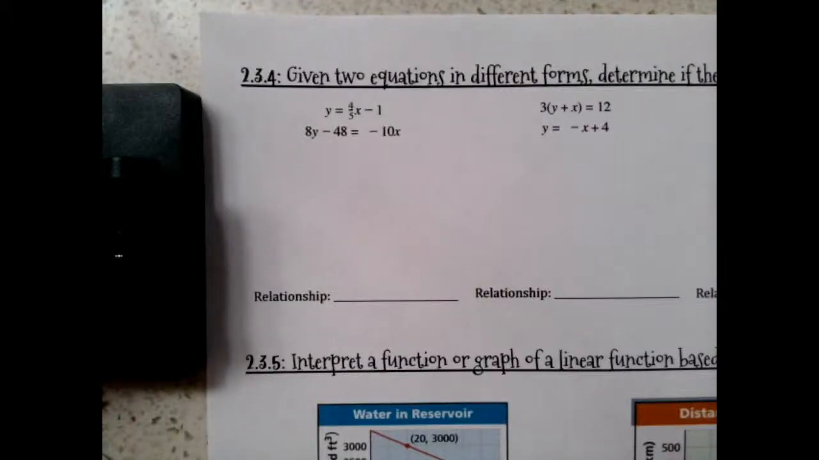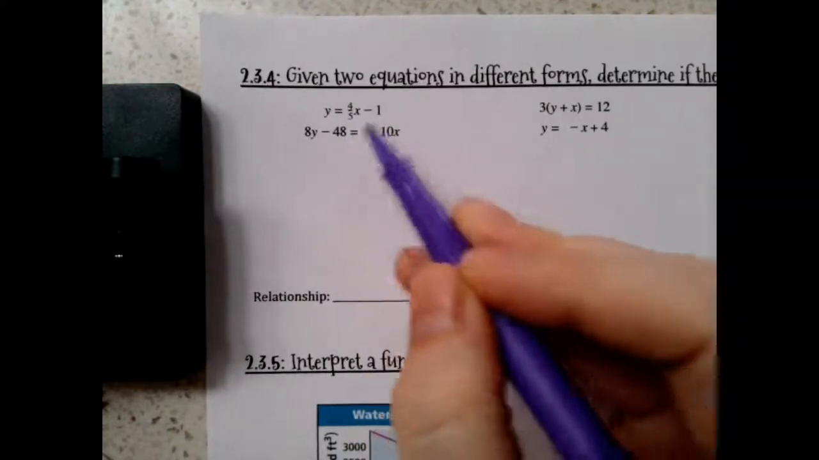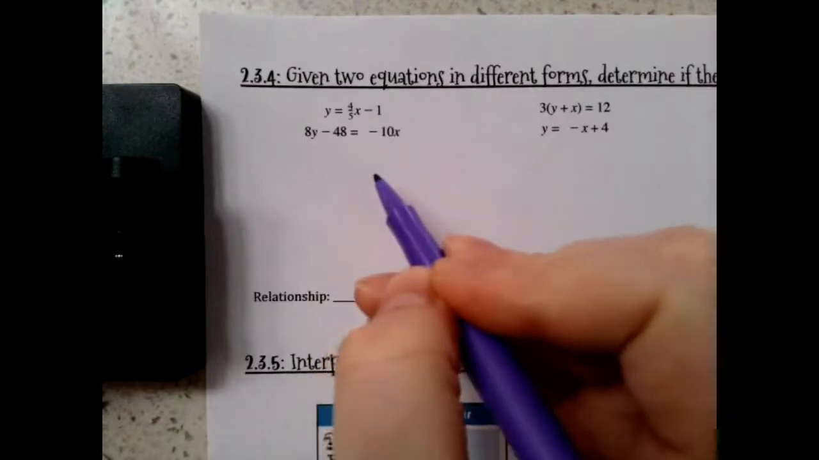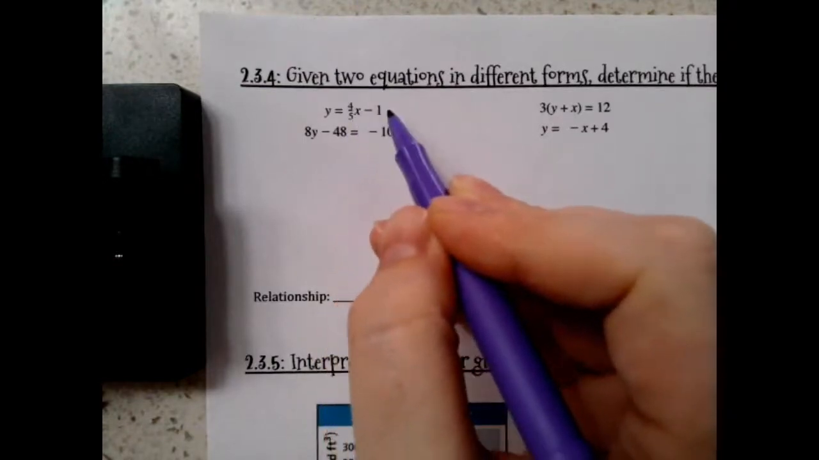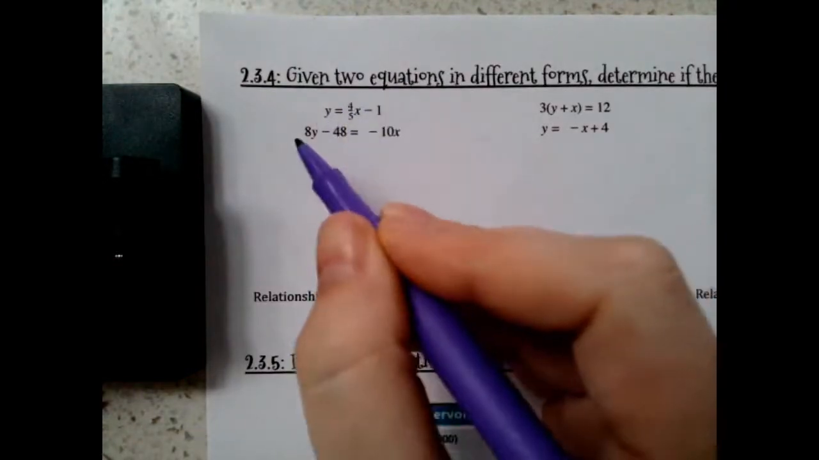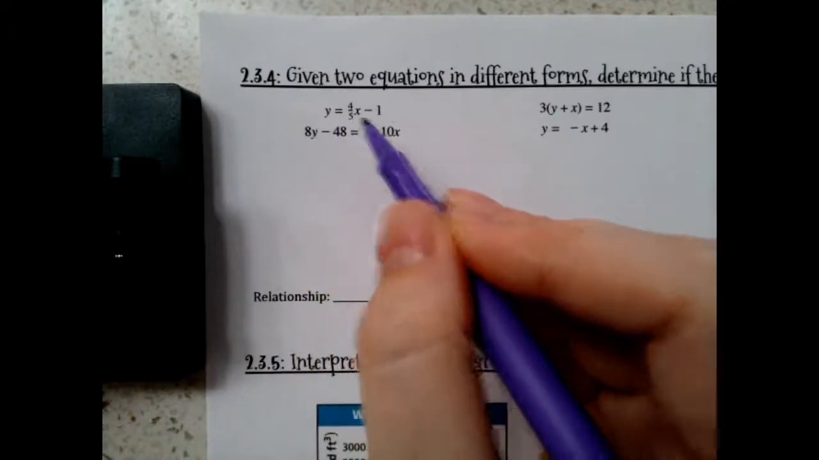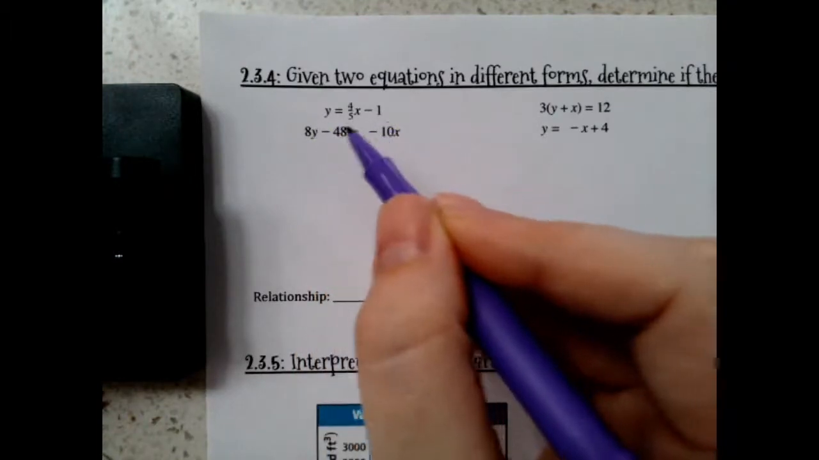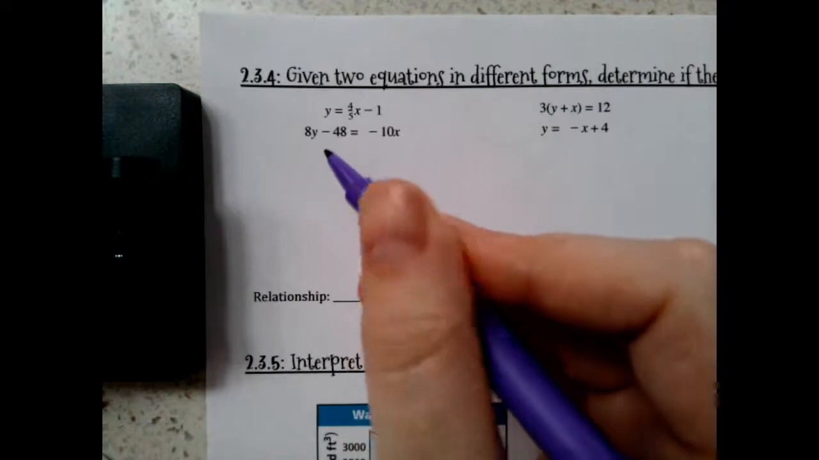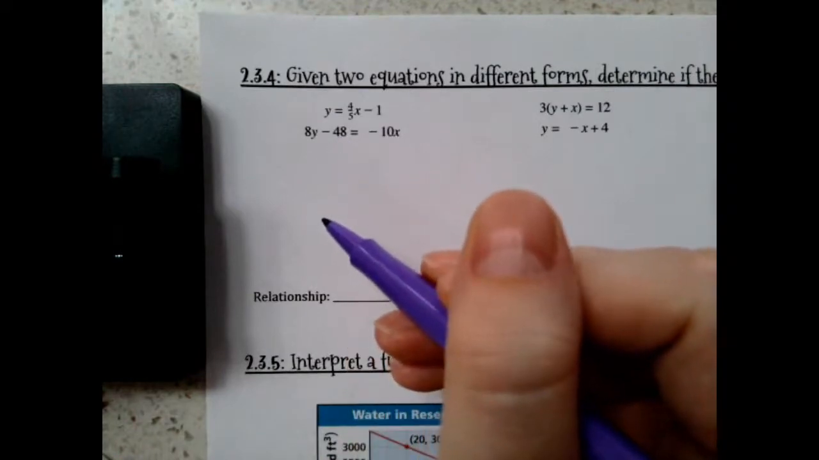For Learning Target 2.3.4, we're going to be given two equations in different forms and asked if they are parallel, perpendicular, coinciding, or intersecting. And so we are given these two equations. For this, basically we want them to both look like y equals mx plus b so that we can compare our slopes and our y-intercepts. Those are the two things we need to be looking at to determine what the relationship between the lines are.